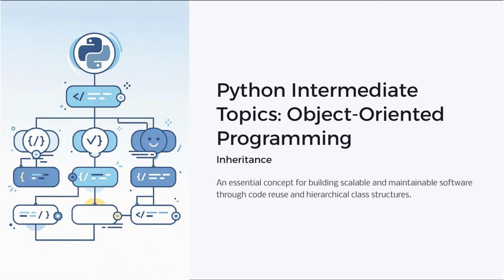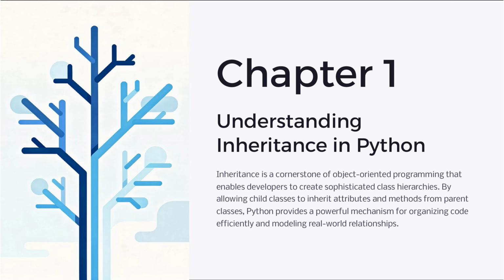Inheritance in Python allows child classes to inherit attributes and methods from parent classes, promoting code reuse and efficient organization. This cornerstone of object-oriented programming helps model real-world relationships, enabling developers to create sophisticated class hierarchies and build scalable, maintainable software.